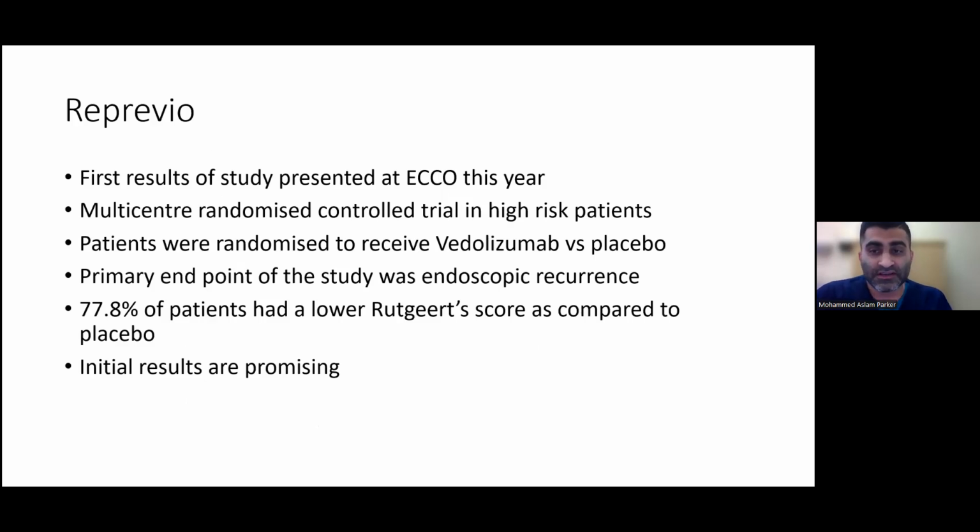So there are some new drugs that we are looking at the moment. There's the REPREVIO trial, which looked at vedolizumab versus placebo. The first results of the study were presented at ECCO this year. It was a multi-center randomized controlled trial in high-risk patients. The primary endpoint of the study was endoscopic recurrence, and 77.8% of patients had a lower Rutgeerts score as compared to the placebo. The initial results are promising for this drug. The Americans actually advocate this drug as an alternative to anti-TNFs if the patient is failing post-op recurrence.